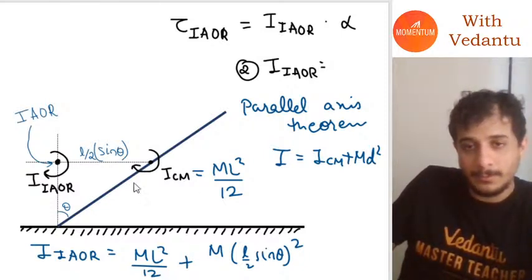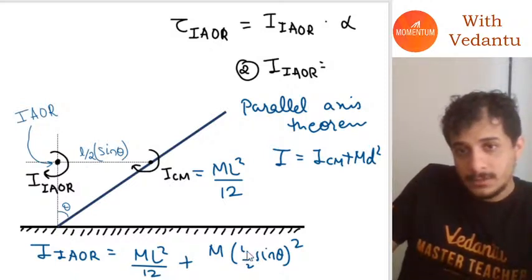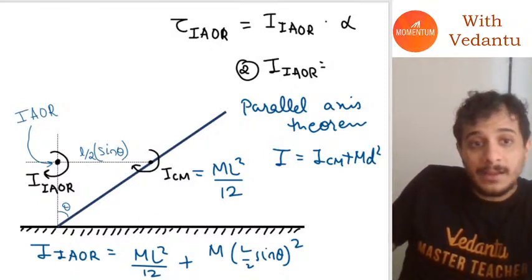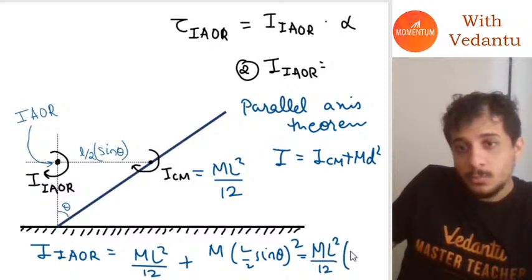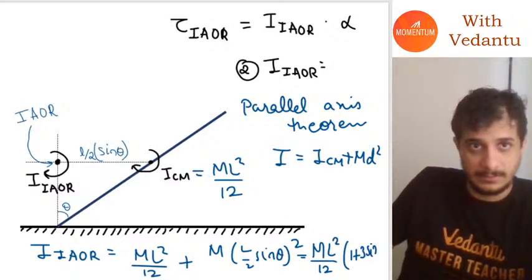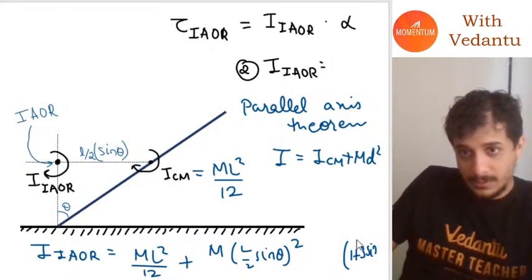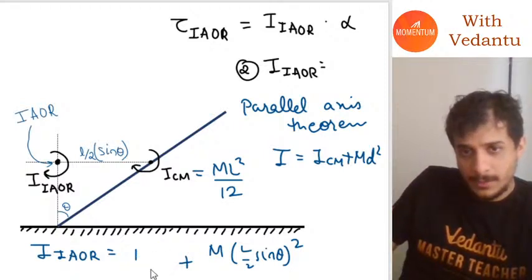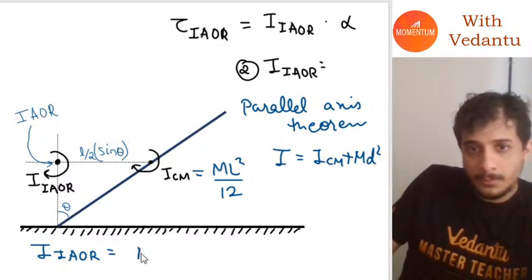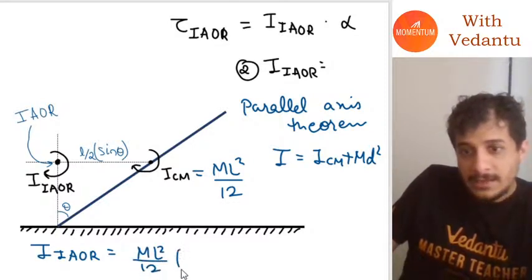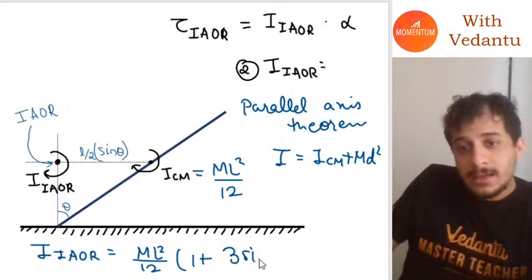Here, let's write L as capital L. This is capital L, not small l. M into (L by 2 sine theta) the whole square. If I calculate this, it will become mL square by 12 plus mL square by 4 sine square theta. So I take mL square by 12 common, and this becomes mL square by 12 into (1 plus 3 sine square theta).